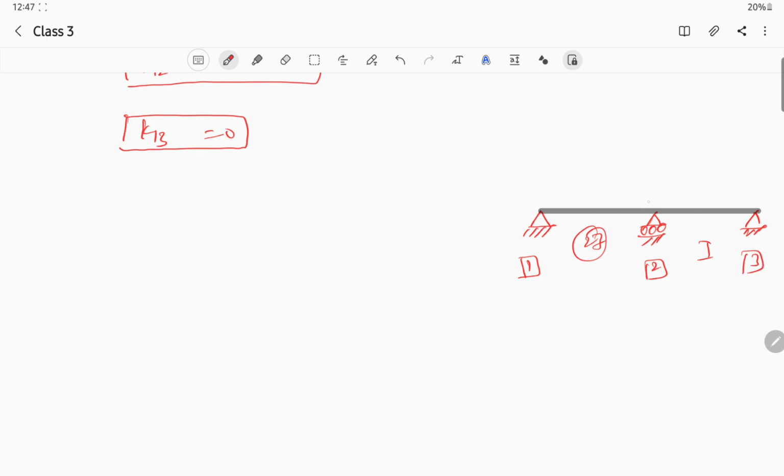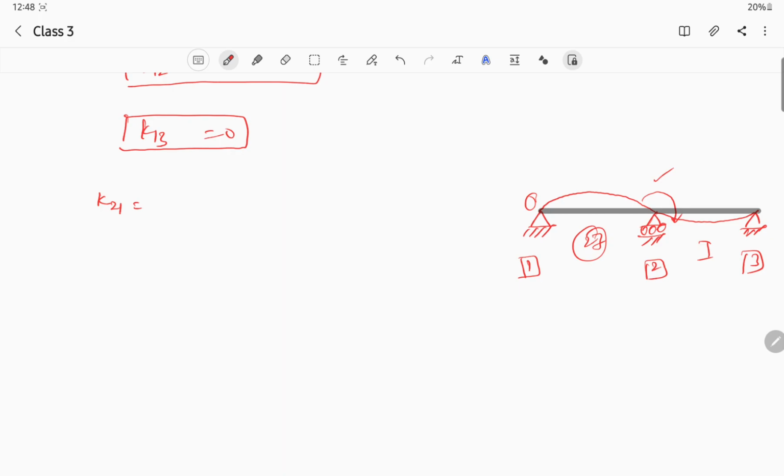I will try to apply a clockwise rotation at this location. So what happens to this span? This will try to get deflected in the downward direction, whereas this span will try to get deflected in the upward direction. I am trying to rotate my support, isn't it? So we'll start from K21 now. K21. I am applying rotation at 2. What is happening at this location? That is what we need.